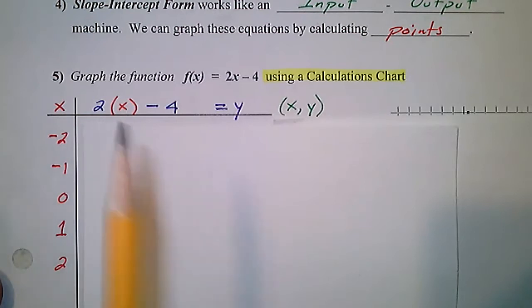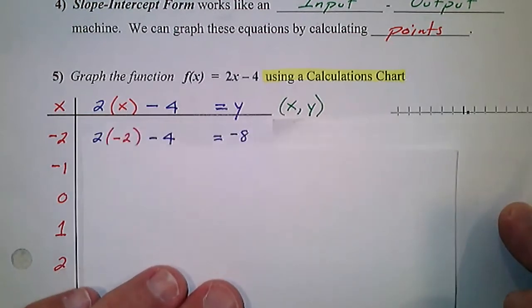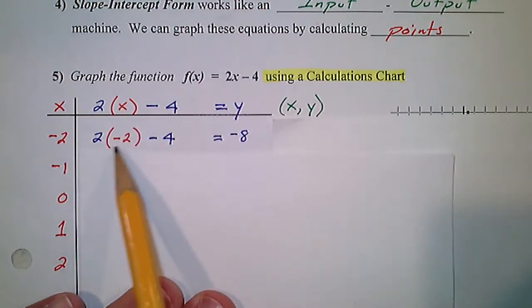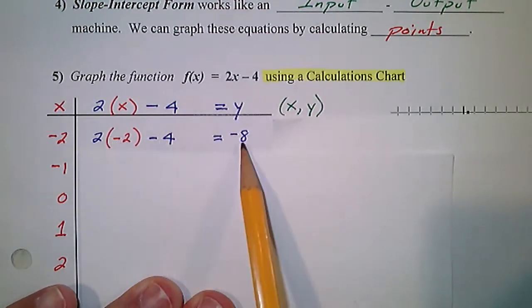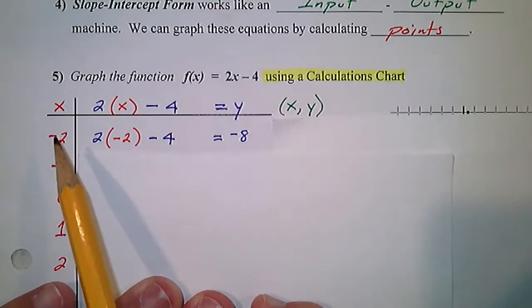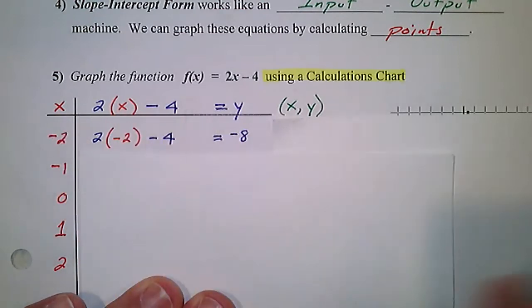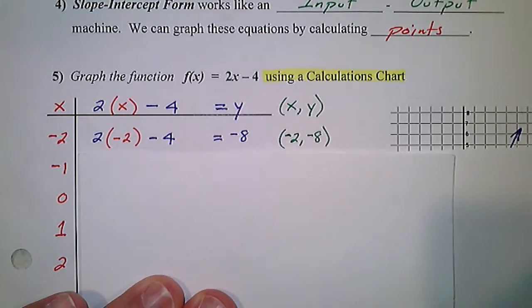So we get 2 times -2 minus 4. That gives me -4 minus 4. So that's a -4, and another -4 is going to give me -8. And so the dance partner is -2, -8. So those are dancing together.